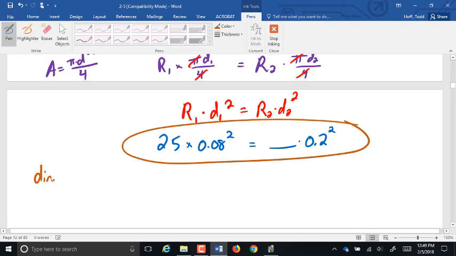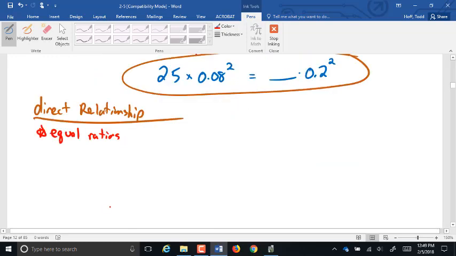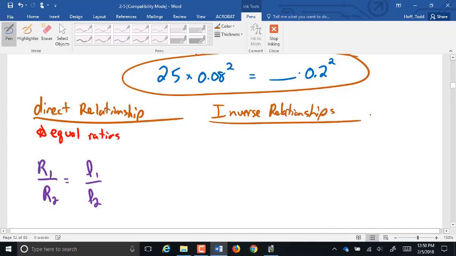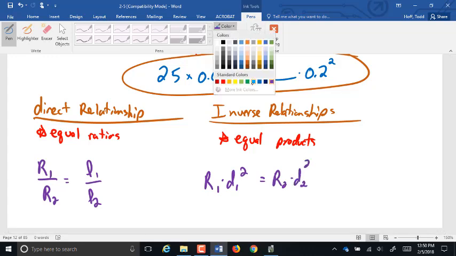Direct relationships are a constant ratio. They're equal ratios. This is like the length. So we had R1 over R2 is the ratio of L1 over L2. Inverse relationships are equal products, instead of equal ratios. So that's where we got this formula. R1 times D1 squared has to equal R2 times D2 squared. That's the way I prefer to have them set up.